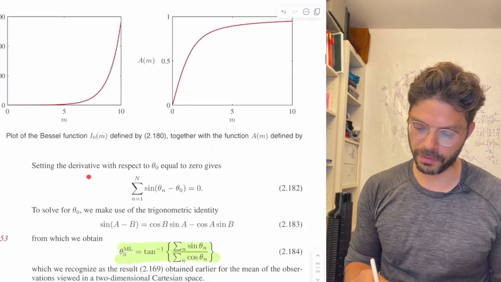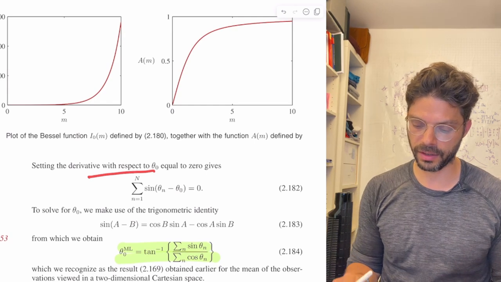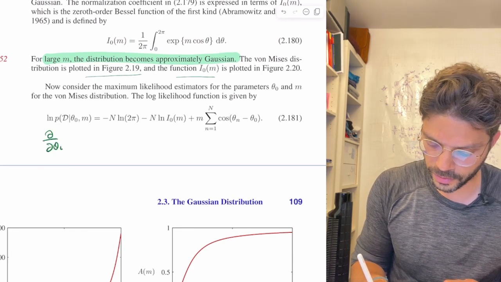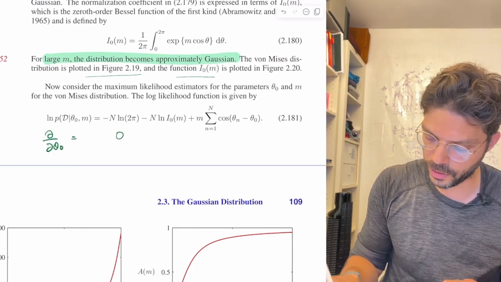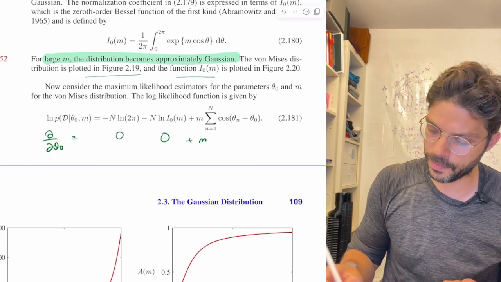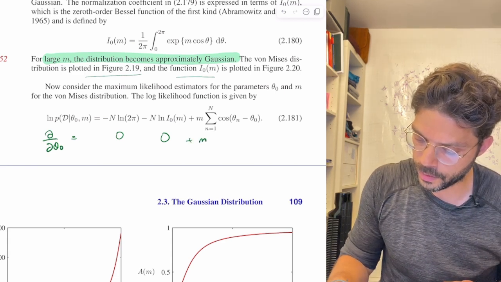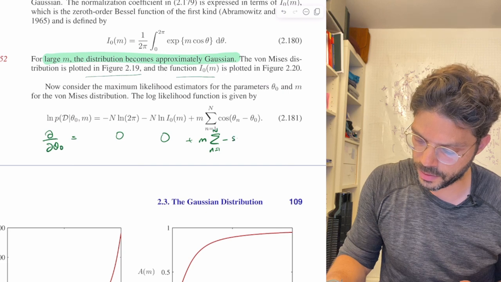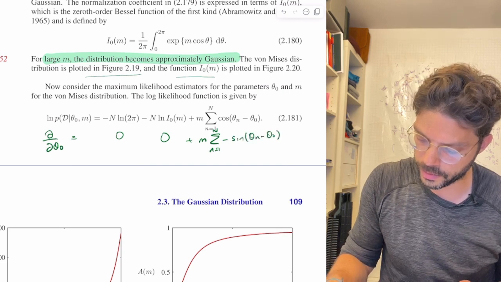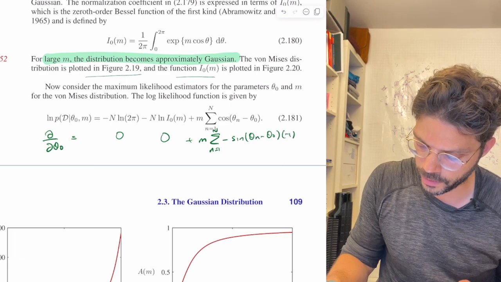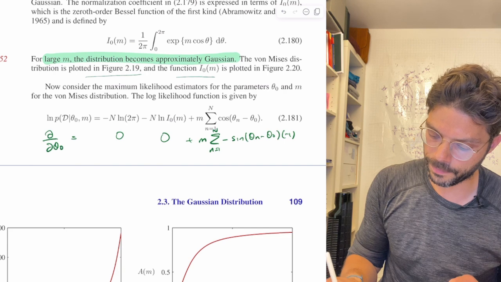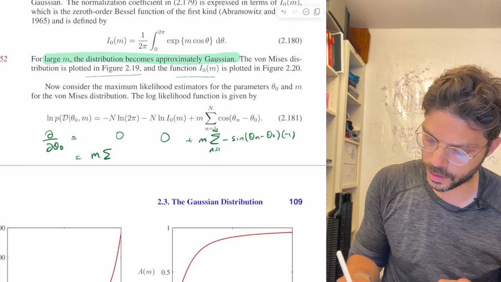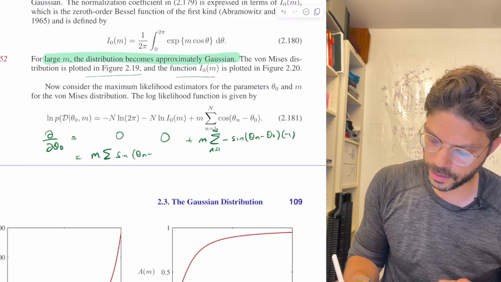All right, so setting the derivative with respect to theta naught equal to 0 gives this thing. So let's just do that. The derivative with respect to theta naught is going to be 0 plus m sum n equals 1 to N. Now we're going to get a minus sine of theta n minus theta naught, but then there's also going to be a minus 1. So we get m times the sum of sine of theta n minus theta naught.